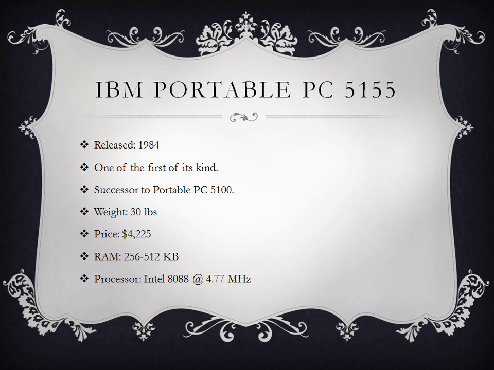The price was also pretty shocking, approximately $4,200. It came with RAM of 256 kilobytes, which could be extended to 512 if you paid a couple hundred dollars extra. Today, 4 gigs of RAM is easily the low end, and we can see how much we've progressed since that time. The processor is only 4.77 megahertz, and as you know, today computers are well above 2 gigahertz processors.